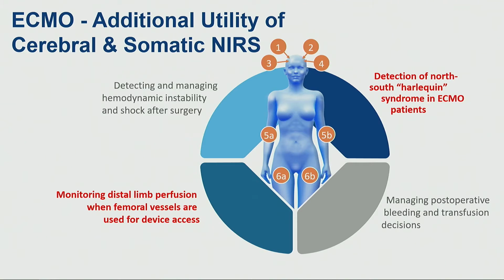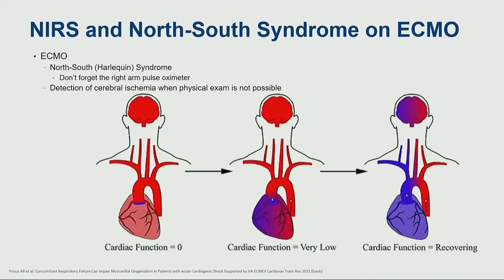I'm going to switch gears a little bit and go towards ECMO, and specifically towards the applications of NIRS in ECMO patients. And the two things I'm going to talk about are the north-south syndrome and monitoring of distal limb perfusion. So what is the north-south syndrome? This is a very simple infographic. I think most of you in the audience know.